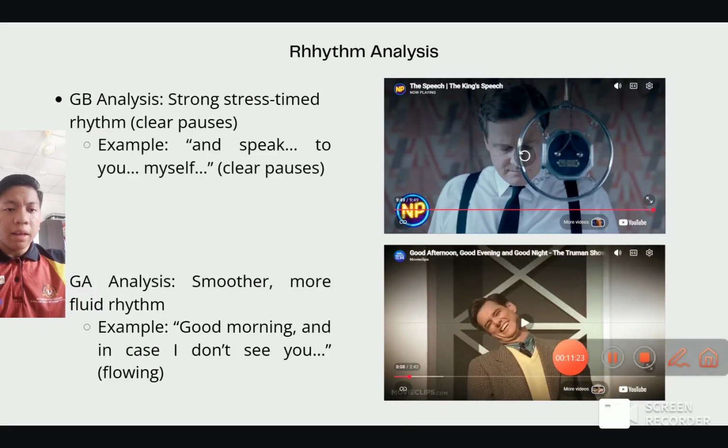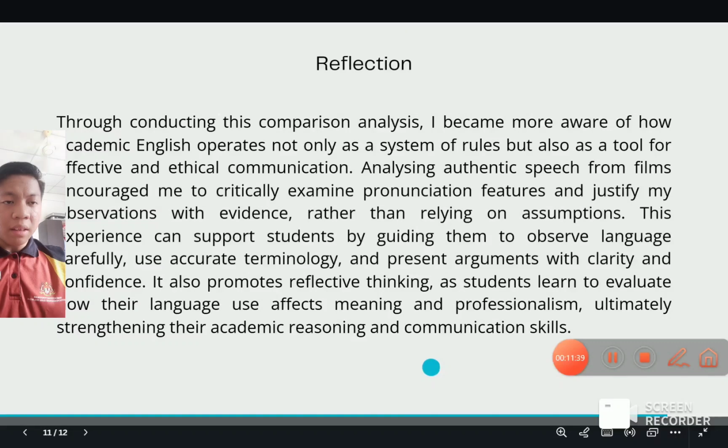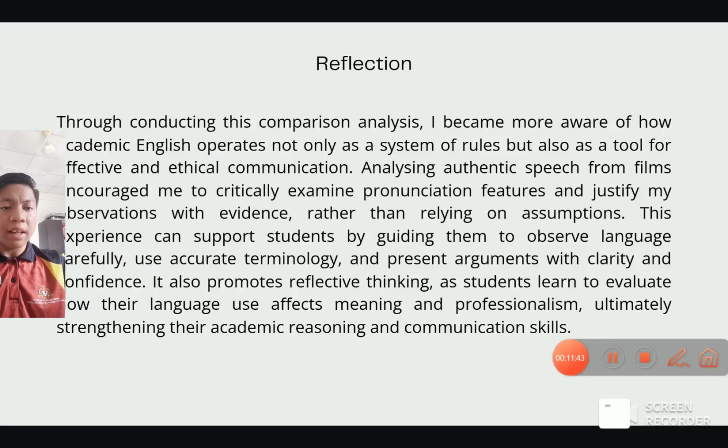As you can see, from the good morning and in case I don't see you, there are barely any pauses, and it was very fluid. So that is it for my analysis of the General British and General American accents. For now, I will make my reflections.